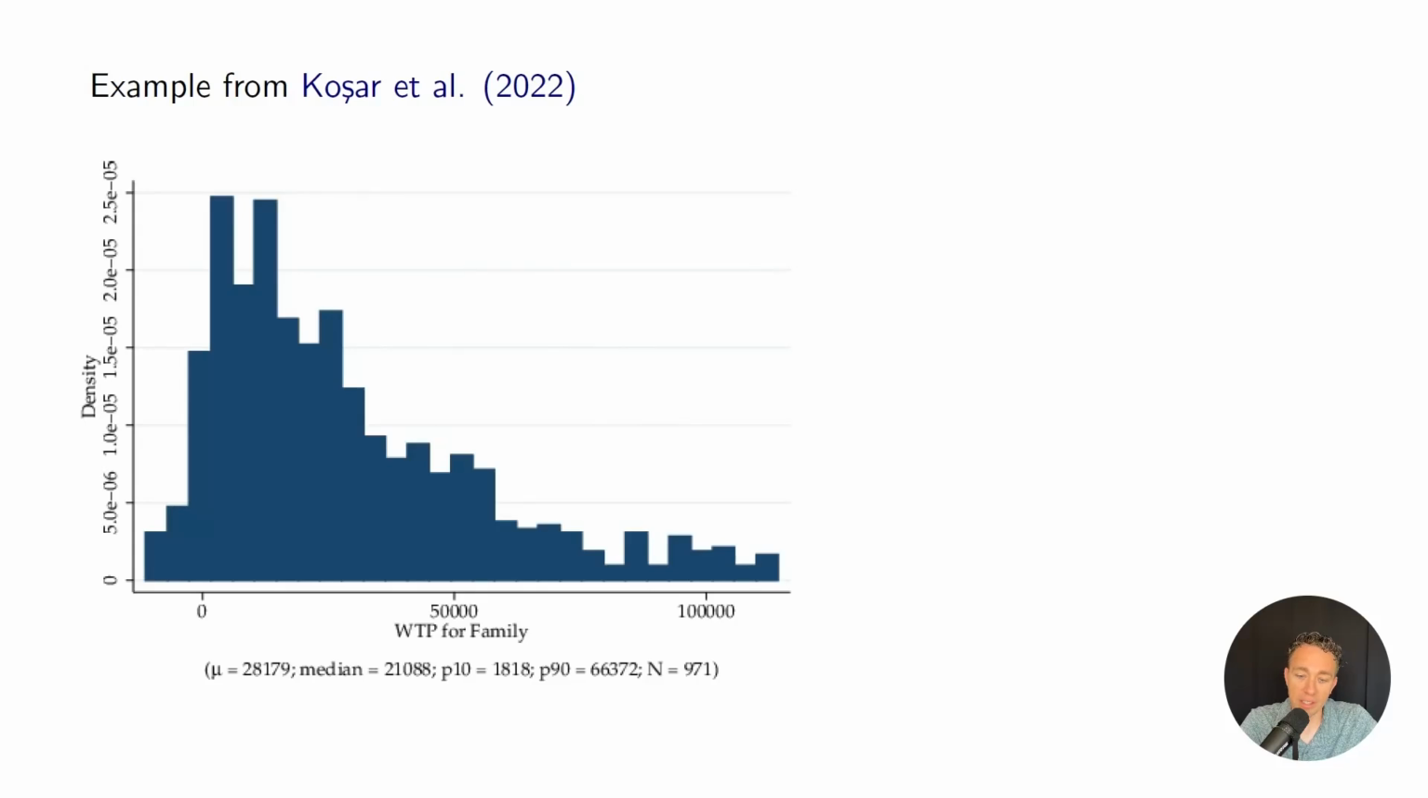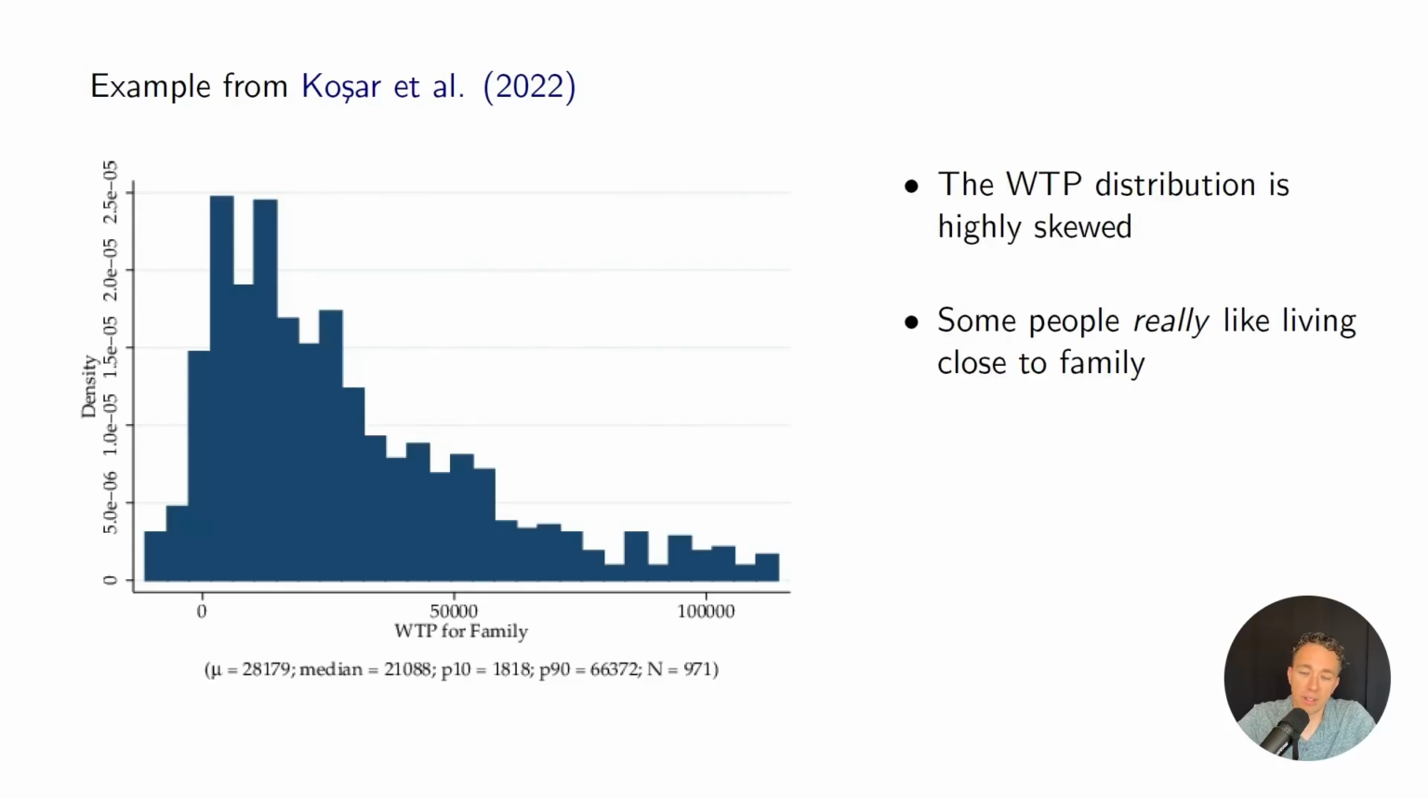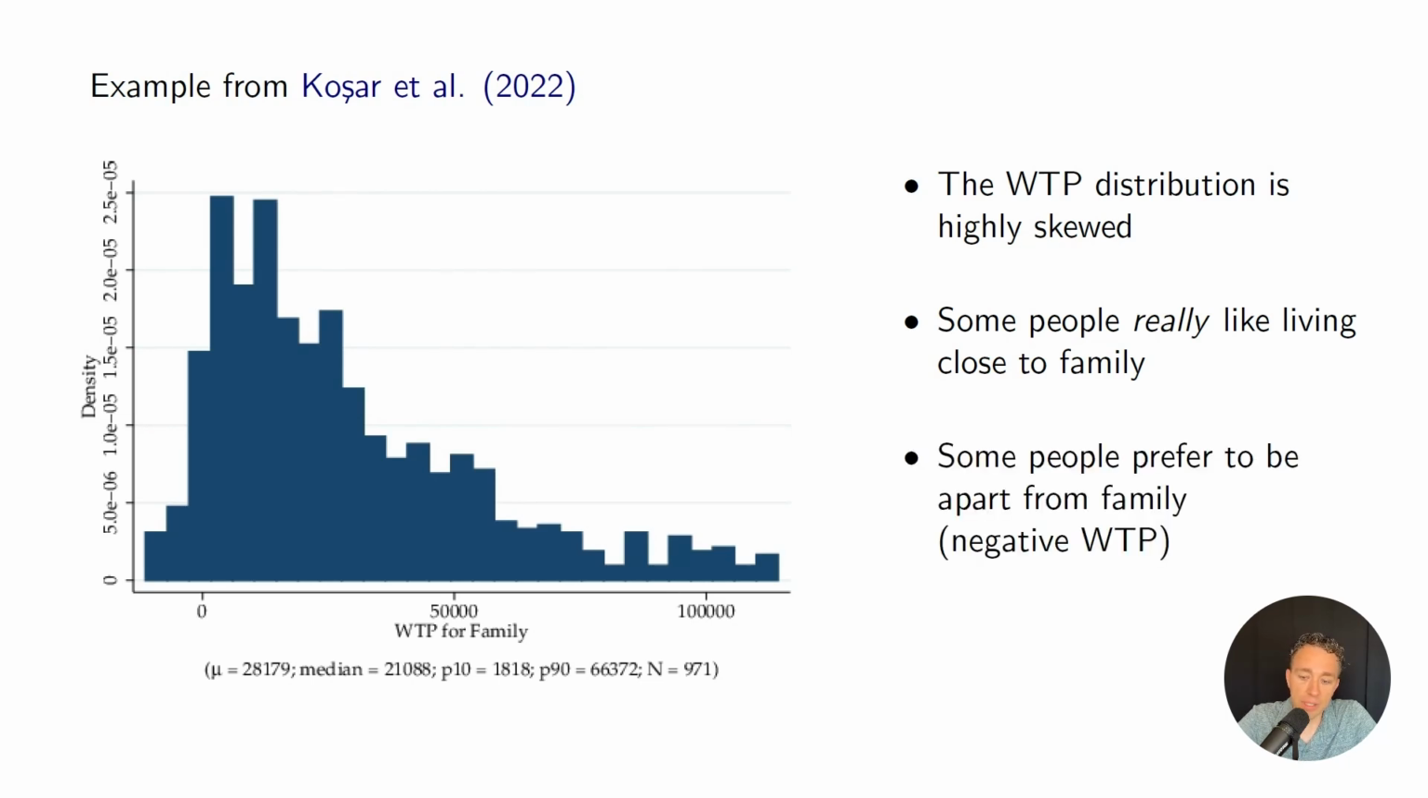This looks highly skewed. And in particular, there's some people out in the far right tail that really like being close to family, in the sense that they would be willing to give up quite a bit of money to keep their family around. But then there's other people that actually want to be apart from their family. They would actually require compensation to have their family around.